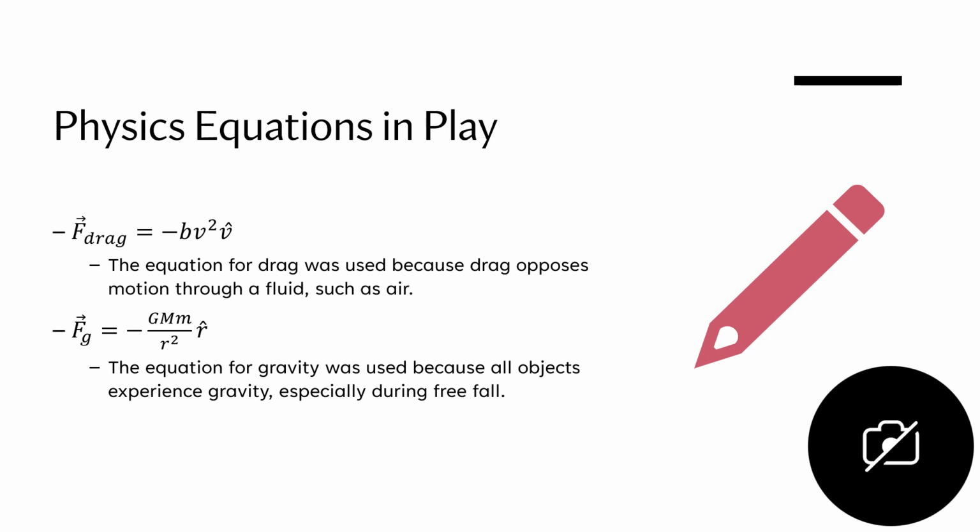The other equation at play was the gravity equation, which states that the gravity force vector is equivalent to the inverse of the universal gravitational constant multiplied by the mass of the larger body multiplied by the mass of the smaller body divided by the square of the radial distance between the two objects multiplied by the position unit vector. This equation was used because all objects experience gravity, which is especially noticeable during a free fall scenario.